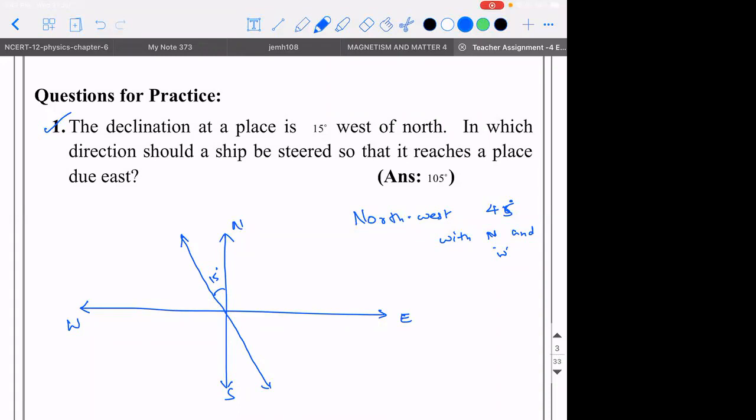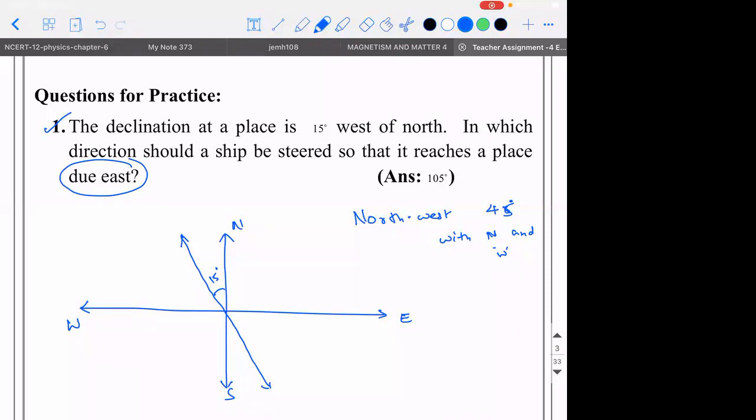The person wants to go east, and the angle of declination is 0 degrees. In what direction will he move? Exactly at 90 degrees with respect to north. But what is happening? There is some error occurring at that place because there is a variation, right?